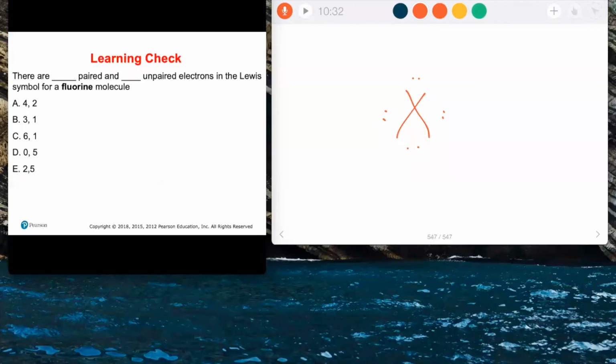Now, still on the Lewis structure, there are dash paired and dash unpaired electrons in the Lewis symbol for fluorine. If you have that, that means you need to do what? The dot symbol for fluorine. Fluorine is number 9, so I need to put 9 electrons around.